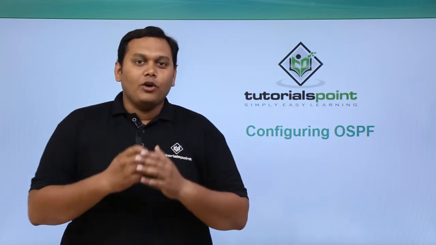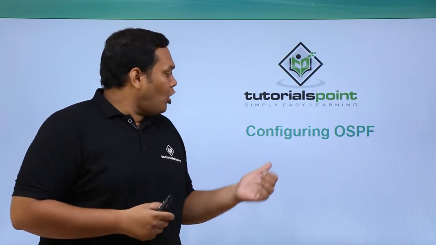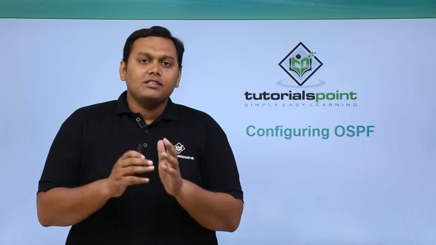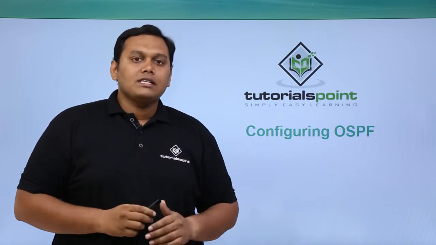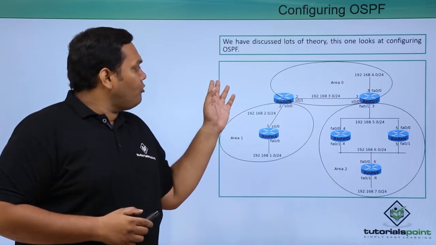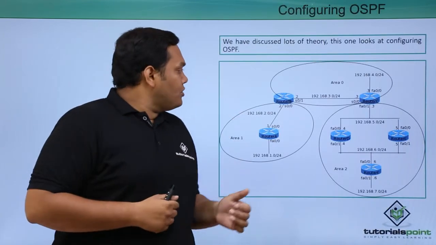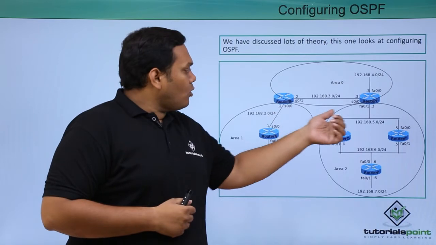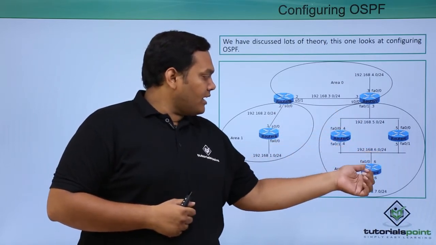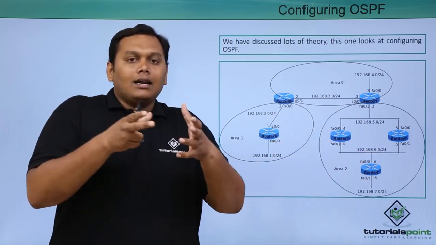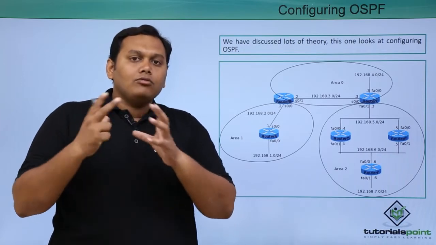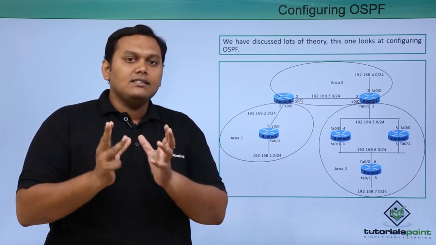In this video, we are going to discuss the configuration of OSPF. We have discussed a lot of theory in the previous chapters, and now we are going to discuss how configuring OSPF works. You see here router A, router B, router C, router D, router E and router F. These are all connected and we have to configure OSPF on these routers.